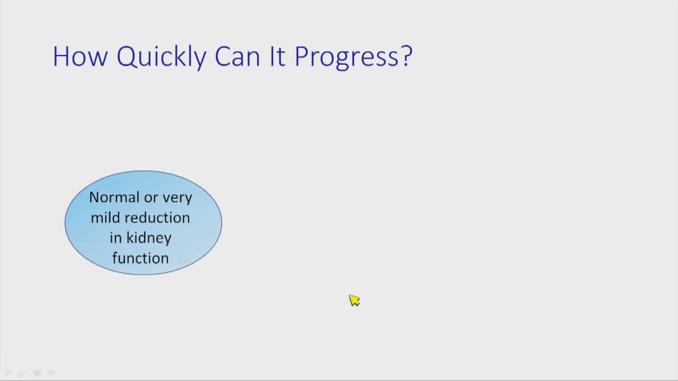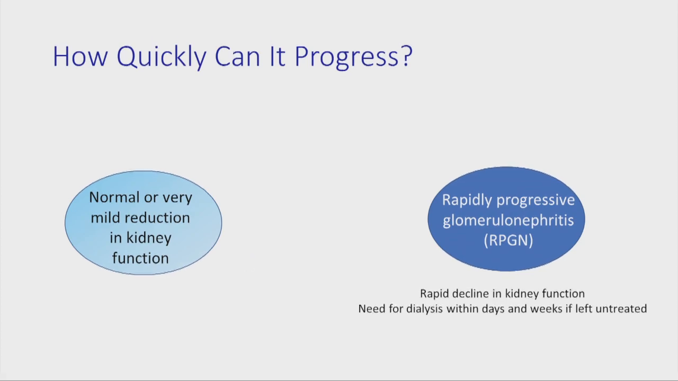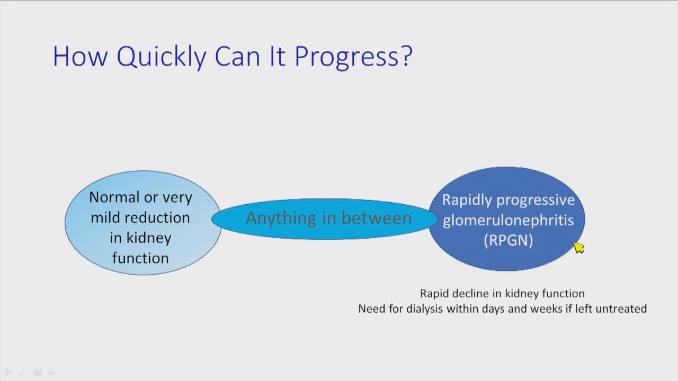Regarding progression, the progression is very variable. Some patients have a normal or very mild reduction in kidney function. Some patients have a rapid decline in kidney function with need for dialysis within days or weeks, especially if they are left untreated. And this is what we call rapidly progressive glomerulonephritis. Most of the patients are somewhere in between these two extremes, and anything in between can happen.